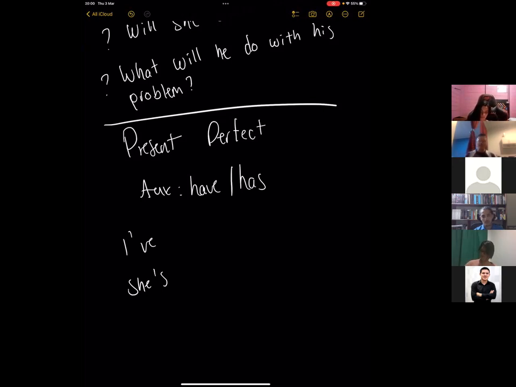Okay, as I just wrote here, we're going to use the auxiliaries have and has. Has is going to be for she, he, and it, and have is going to be for I, you, they, and we. Okay, so let's have a few examples.